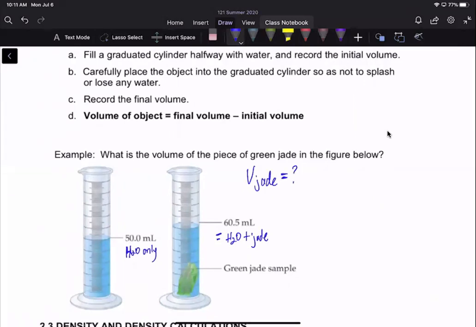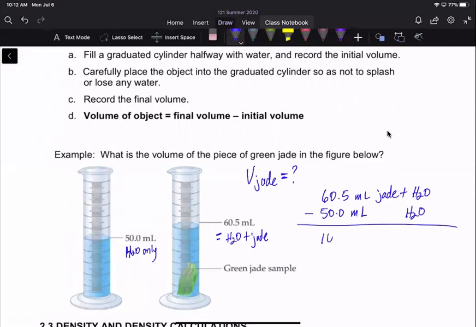Well, let's just write it out here. 60.5 milliliters of jade together with the water, and I'm going to subtract off my volume of water. So that leaves me with 10.5 milliliters that is just the jade, right? We subtracted off that water. So that's how we can find the volume by displacement for an object that isn't easy to measure.